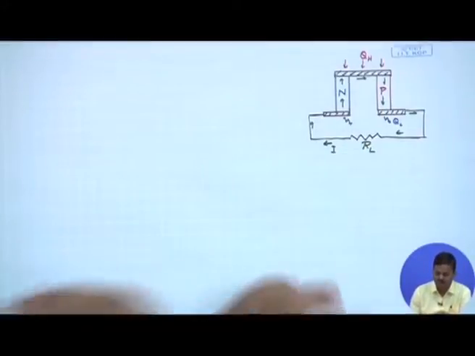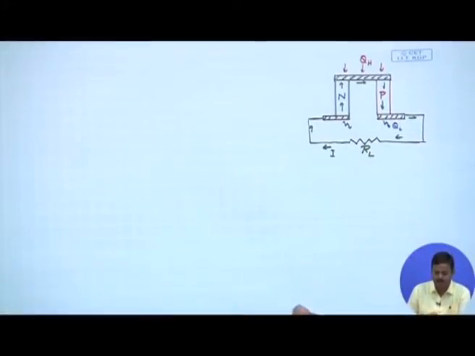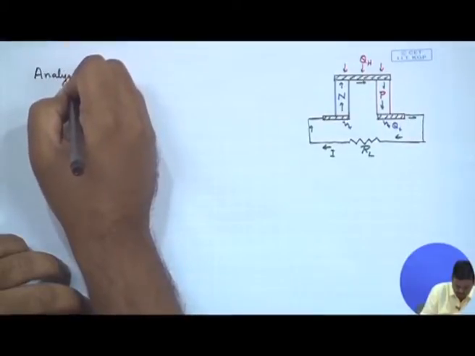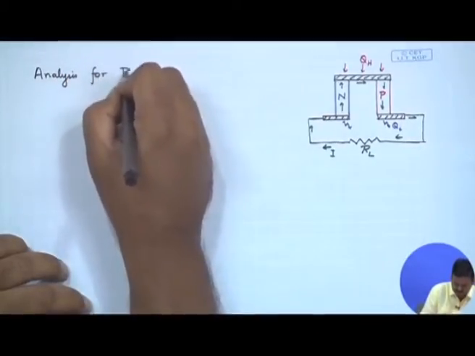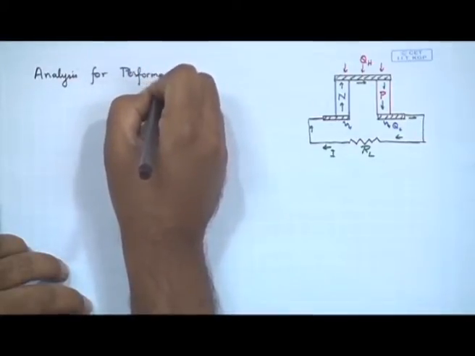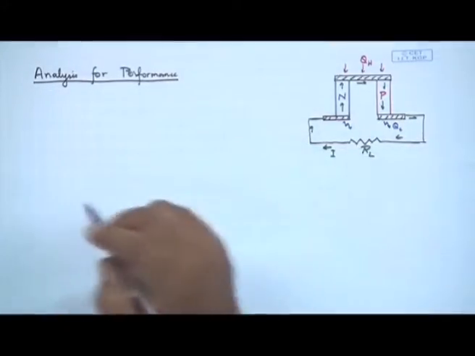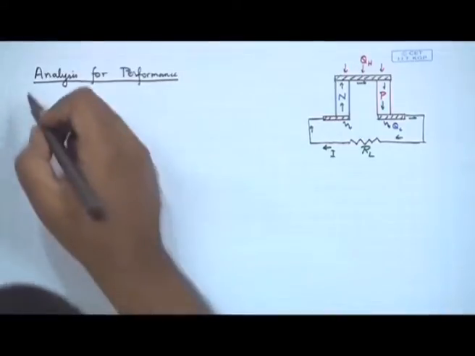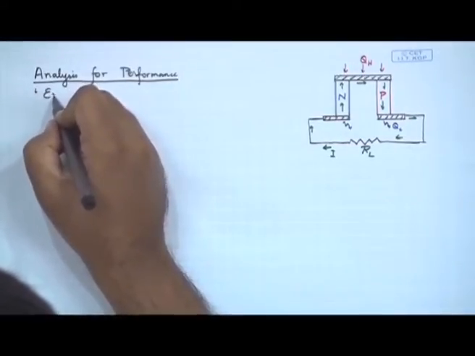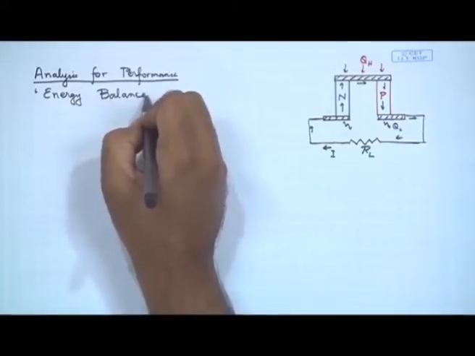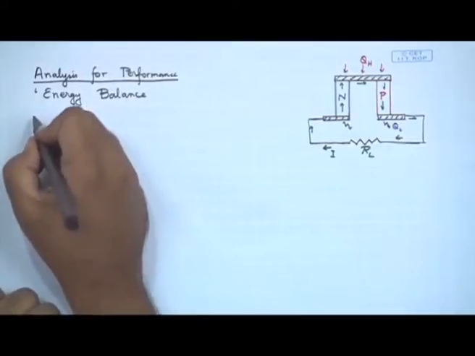As we saw last time, we will take just a single pair of N and P type and try to analyze this configuration. So let us do a little bit of analysis for performance. What we will do is an energy balance to start with. But before that, let us look at the different source terms.